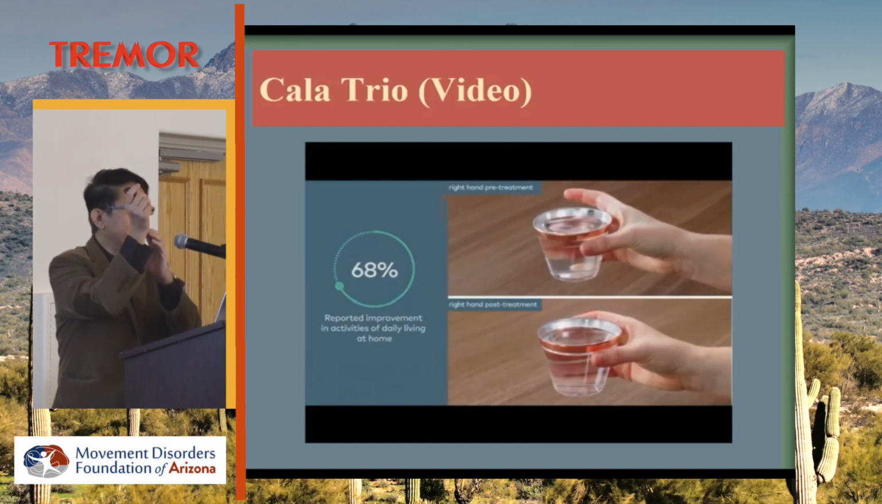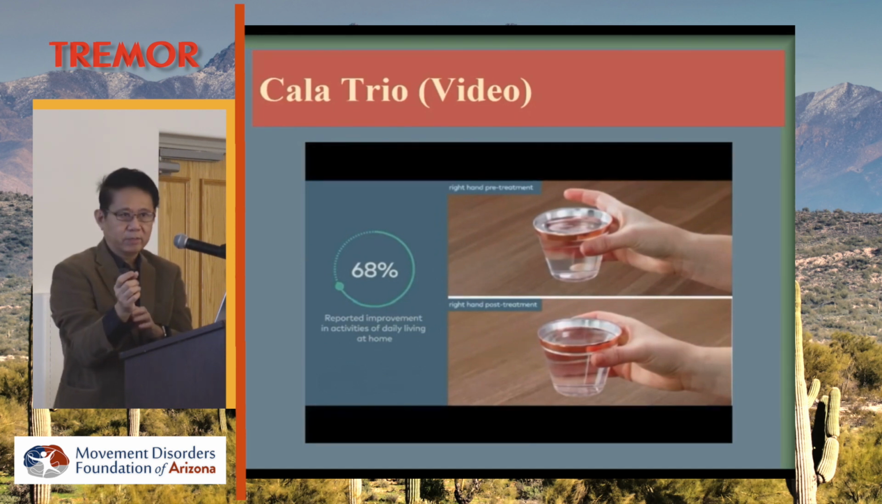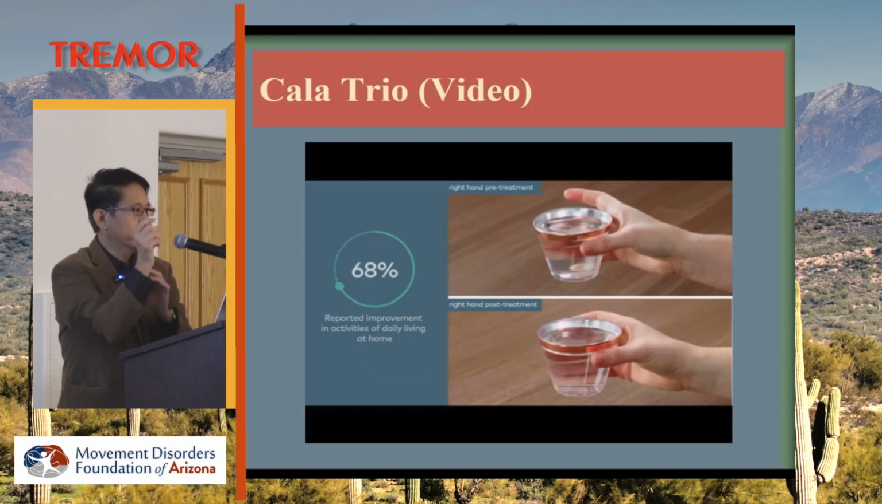Okay, so the median and radial nerves go through your wrist over here. And there's a third nerve called the ulnar nerve. So there are three nerves that innervate your hand: the median, radial, and the ulnar nerve. So this stimulates two of those nerves, the median and the radial nerve.